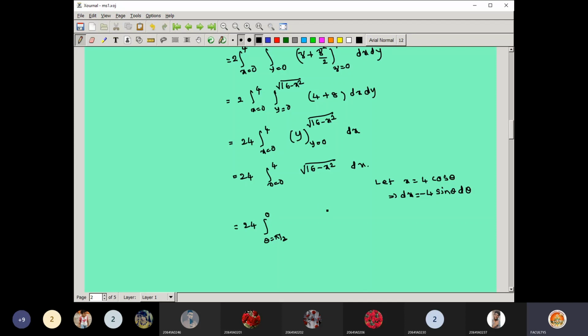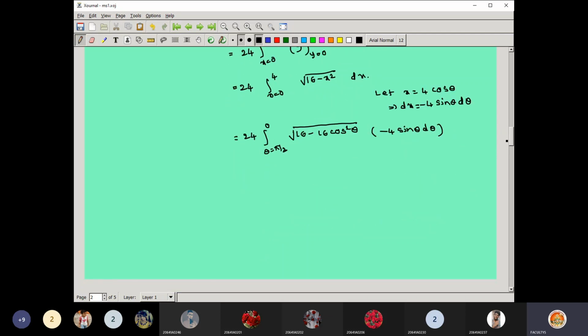So whenever you are changing the limits, better you substitute those limits in your new variable. So under root of 16 minus x square becomes 16 cos square theta. In order to get the same value, I am supposing that x equal to 4 cos theta. dx stands for minus 4 sin theta d theta. Only the simplification.